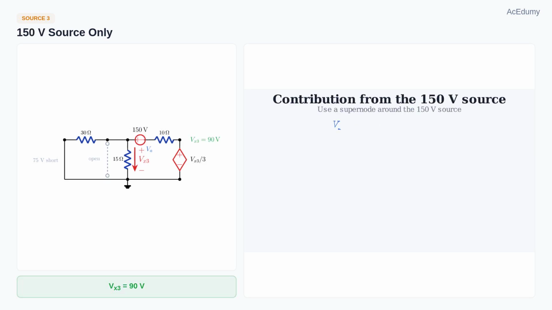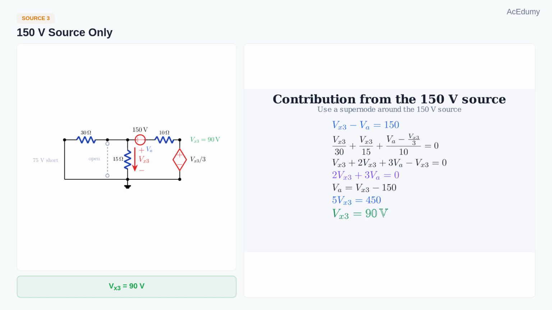Third, keep only the 150-volt source active. The 75-volt source becomes a short circuit, and the 5-amp current source becomes an open circuit. Because the 150-volt source sits between 2 non-reference nodes, use a supernode. Let the node to the right of the 150-volt source be VA.